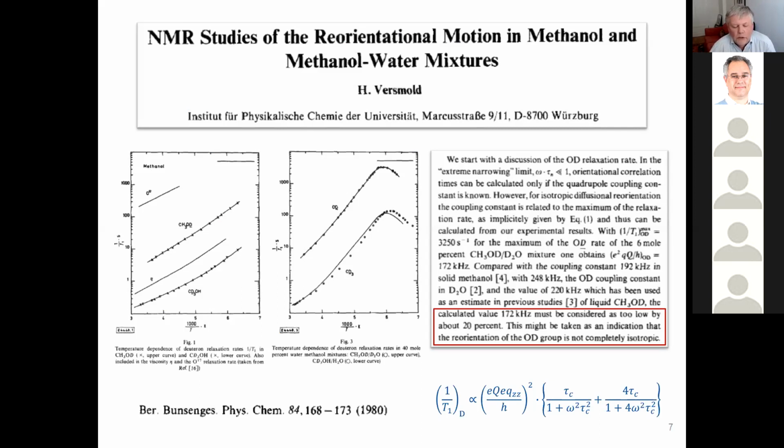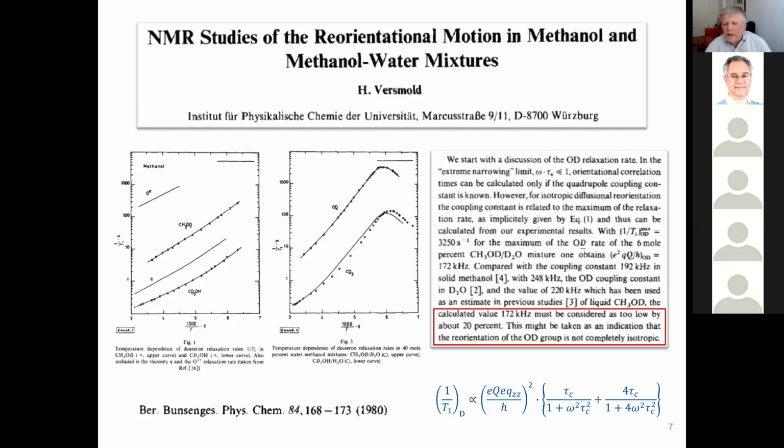And then they fitted everything with a simple Bloembergen-Purcell-Pound equation, as I give you on the slide at the bottom. What you should focus on is they got a deuteron quadrupole coupling constant of about 172 kilohertz. And they already knew that this is smaller than the solid phase value of about 192. And that is usually never the case in hydrogen bonded systems, that the liquid phase value is smaller than the solid state value. So they noticed already, in particular if they compare everything to water, that there must be something wrong. And they wrote, I put that into the red frame here, that the calculated value of 172 kilohertz must be considered as too low by about 20%.